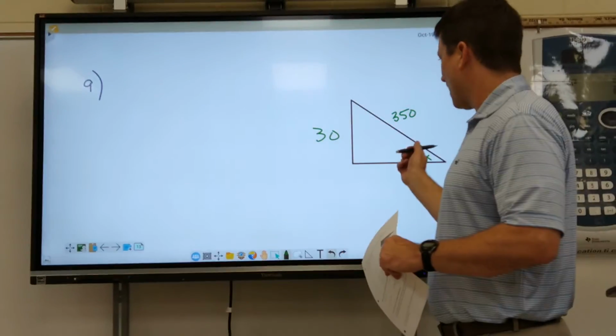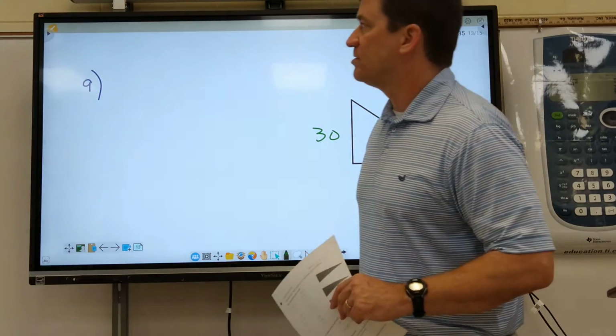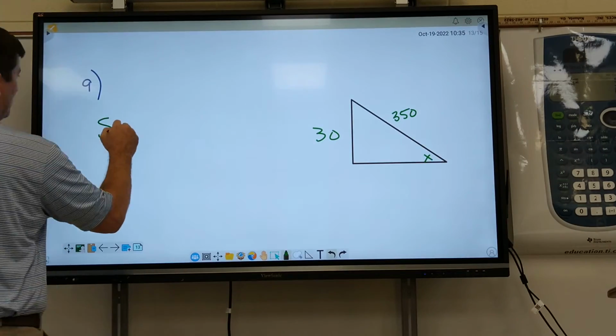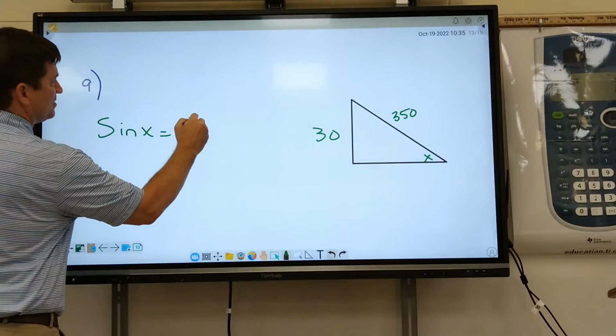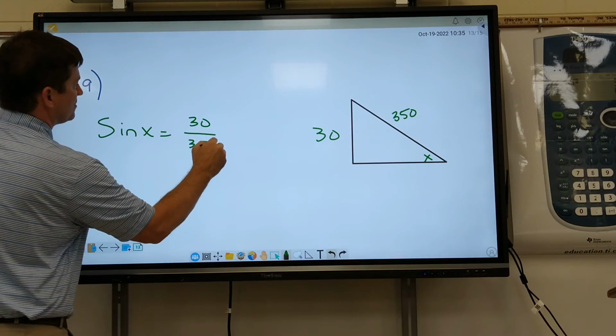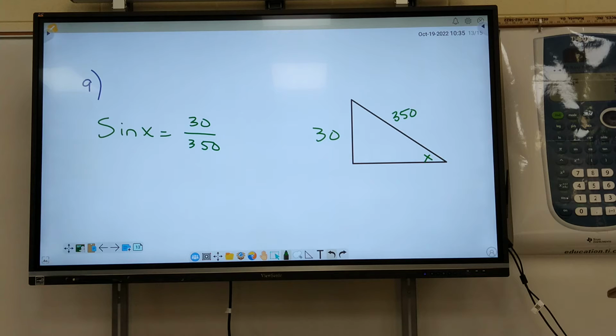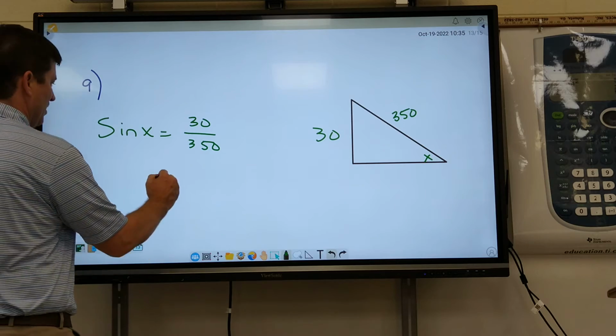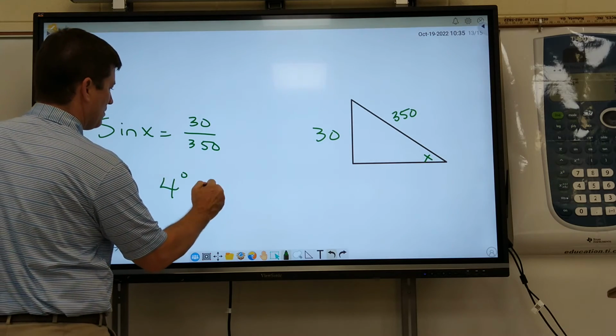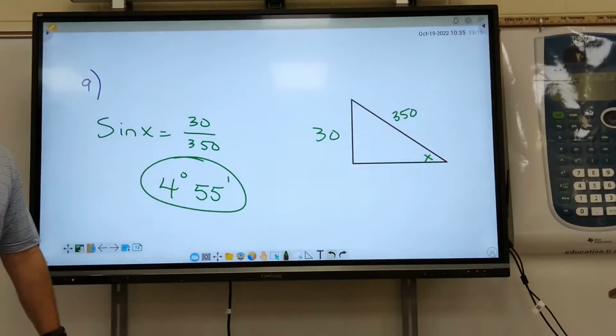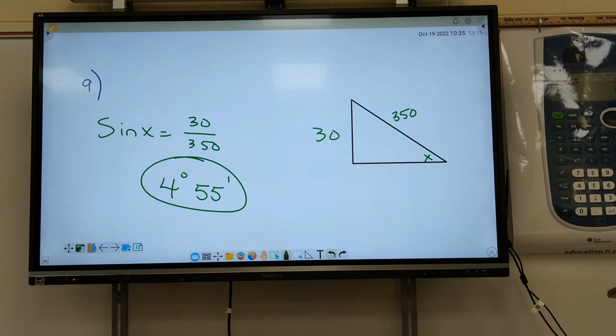So I have opposite and hypotenuse, so we have to use sine. Sine of x is opposite over hypotenuse. Let's type it in: sine inverse of 30 over 350, and do degrees and minutes. 4 degrees, 55 minutes. Remember, if it's an angle, Jason, you have to put degrees and minutes. I'm going to mark off like 2 points.